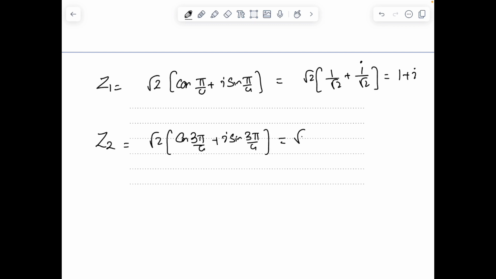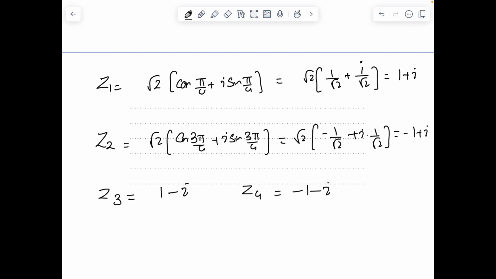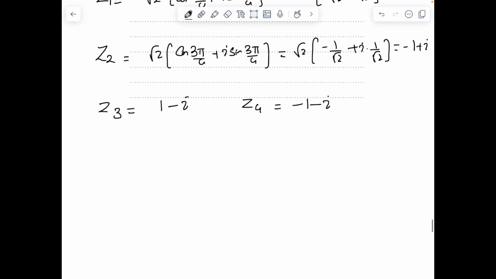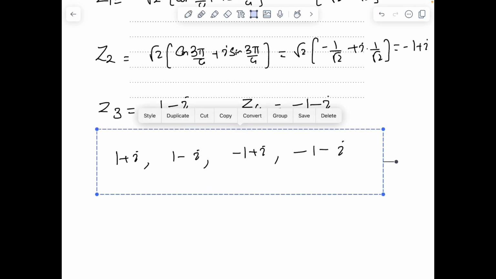So what am I going to do? Root 2, cos 3π/4 is minus 1 upon root 2, sine 3π/4 is plus 1 upon root 2. So minus 1 plus i. So once you got these 2, the other 2 will be the conjugates, and you need not substitute and waste your time. They will be 1 minus i, and z4 will be negative 1, negative i. So I got 4 answers. What are those 4 answers? 1 plus i, 1 minus i, minus 1 plus i, and negative 1, negative i. These are the 4 roots for that one.